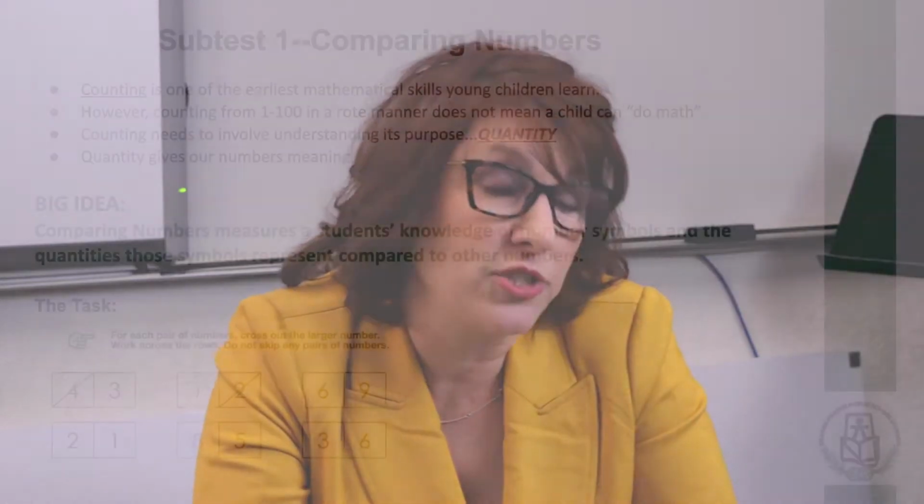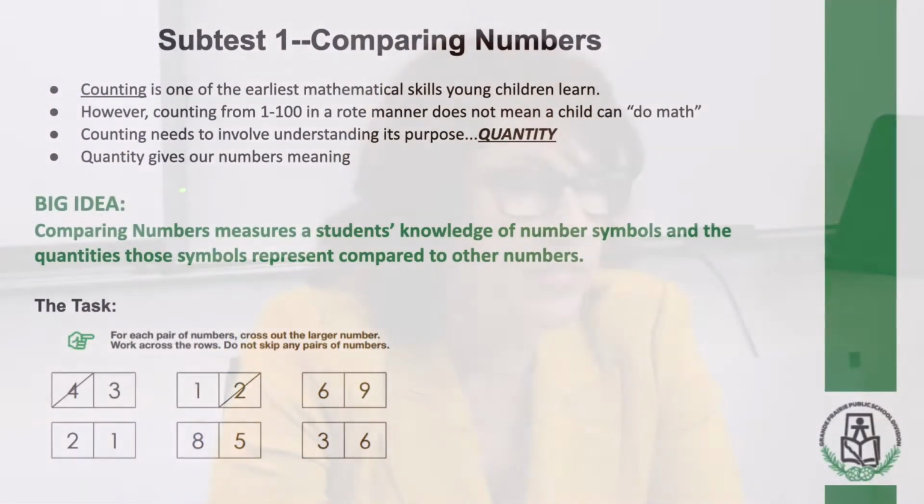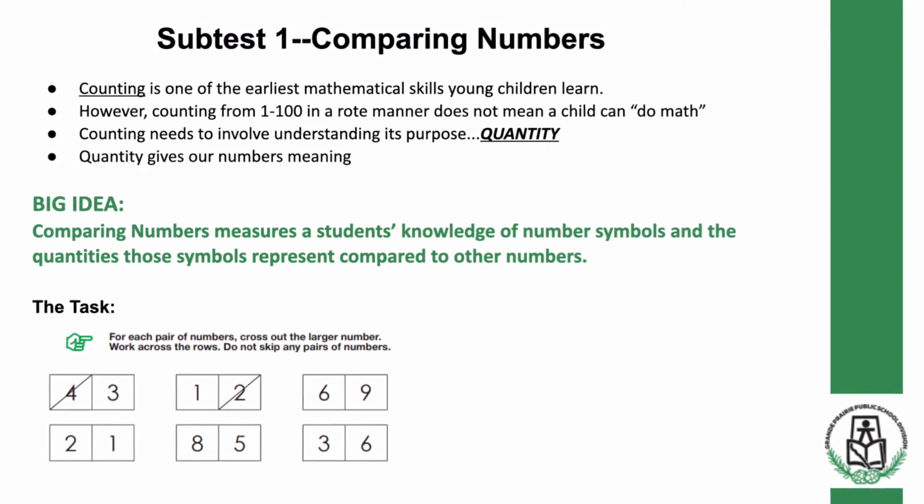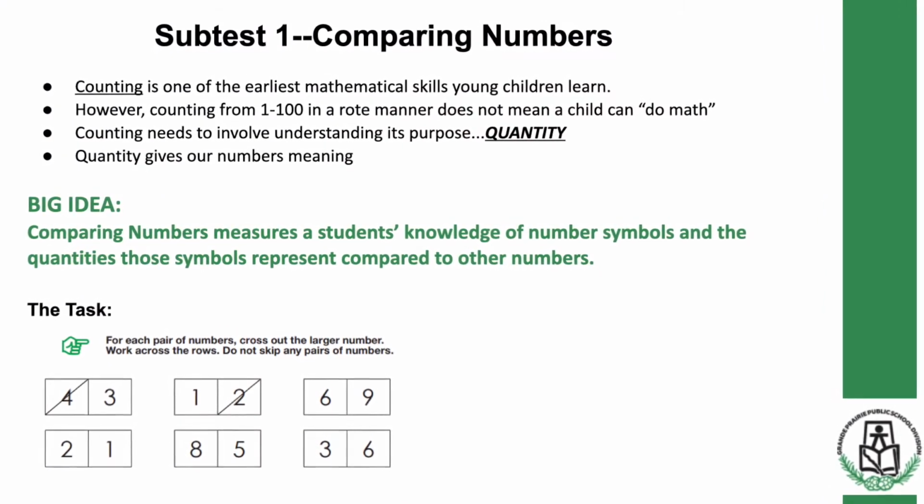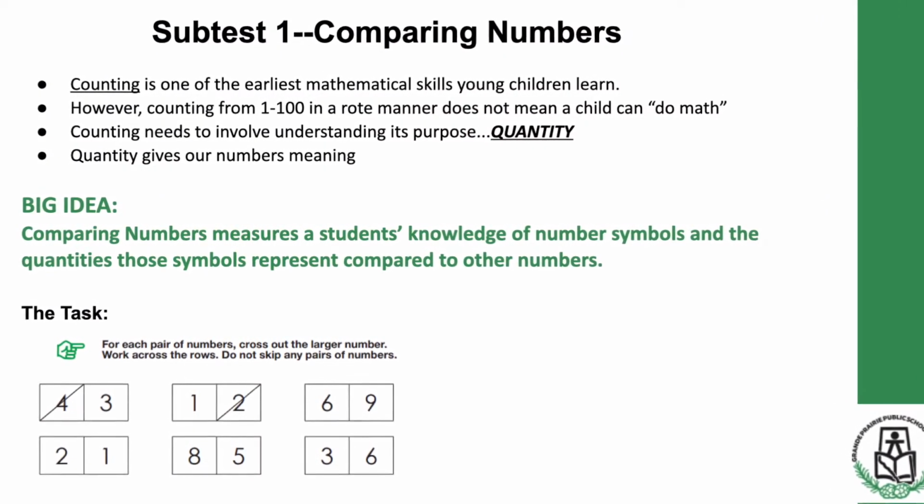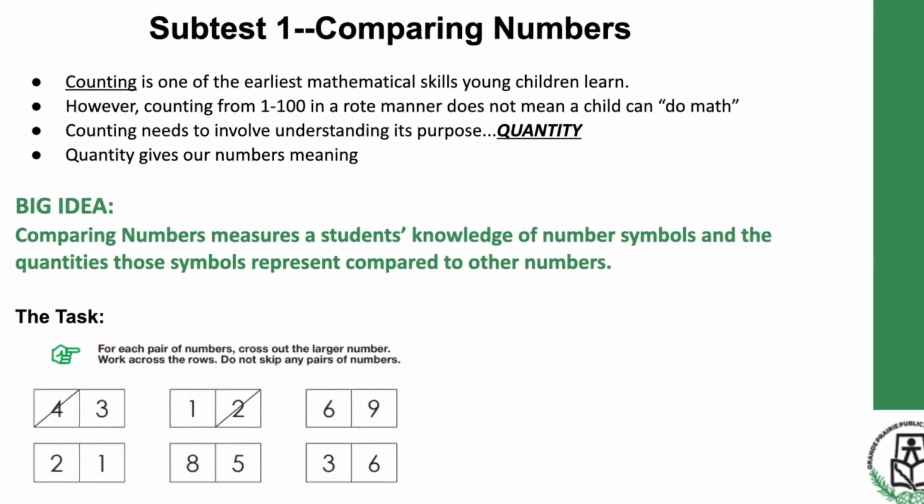The first subtest was called comparing numbers. So counting is one of the earliest mathematical skills that our young students learn. However, counting from 1 to 100 in a rote manner is not what we mean when a child can do math. Counting needs to involve an understanding of its purpose, and a count's purpose is quantity. So quantity gives our numbers meaning.